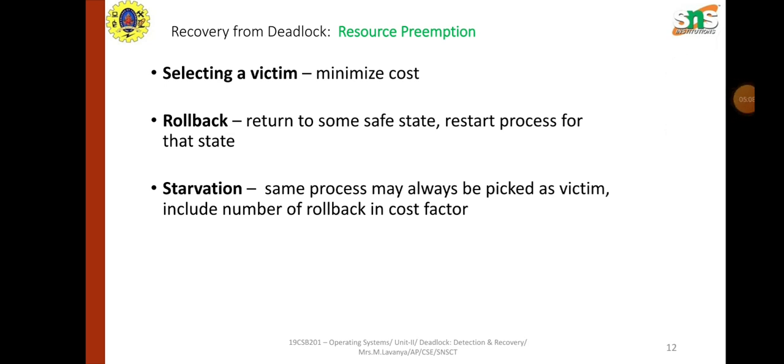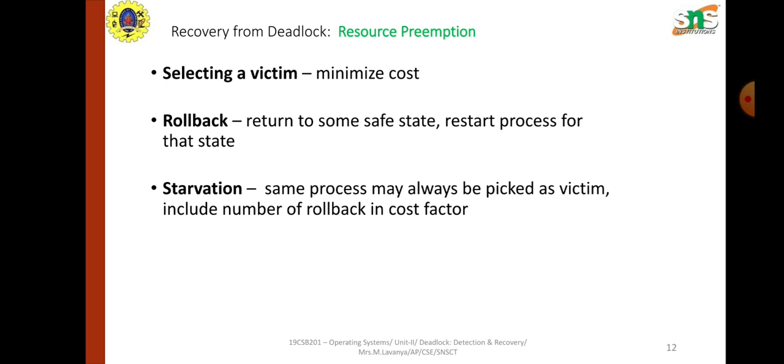And the other two are rollback and starvation. Rollback is nothing but the system returns to some safe state, and the resource allocation up to that state gets rolled back. We have already seen this in DBMS, right? If we give a rollback command, the table which we have constructed goes back to the point at which we last committed, right? In the same way, if we do this rollback process, the system will go to the last safe state of resource allocation.